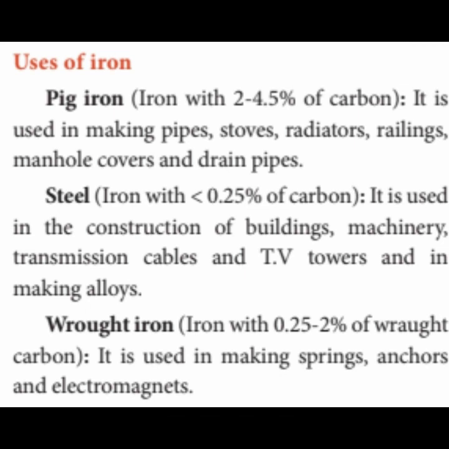When comparing these three, pig iron, steel, and wrought iron, steel is the purest form of iron because it contains less than 0.25 percent carbon, the very least percentage. So maximum iron is there. The next one is wrought iron because it contains only 0.25 to 2 percent. But pig iron has 2 to 4.5, so the maximum amount of carbon is present. So the pure form is steel, the next is wrought iron, and the very impure form is pig iron.